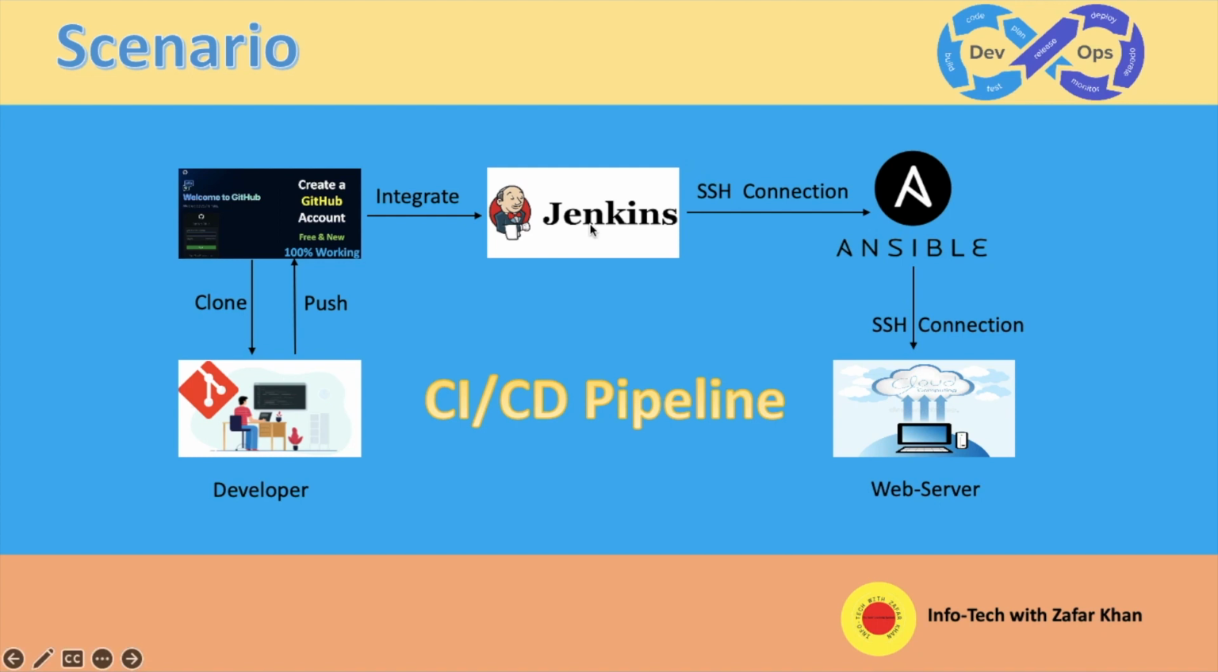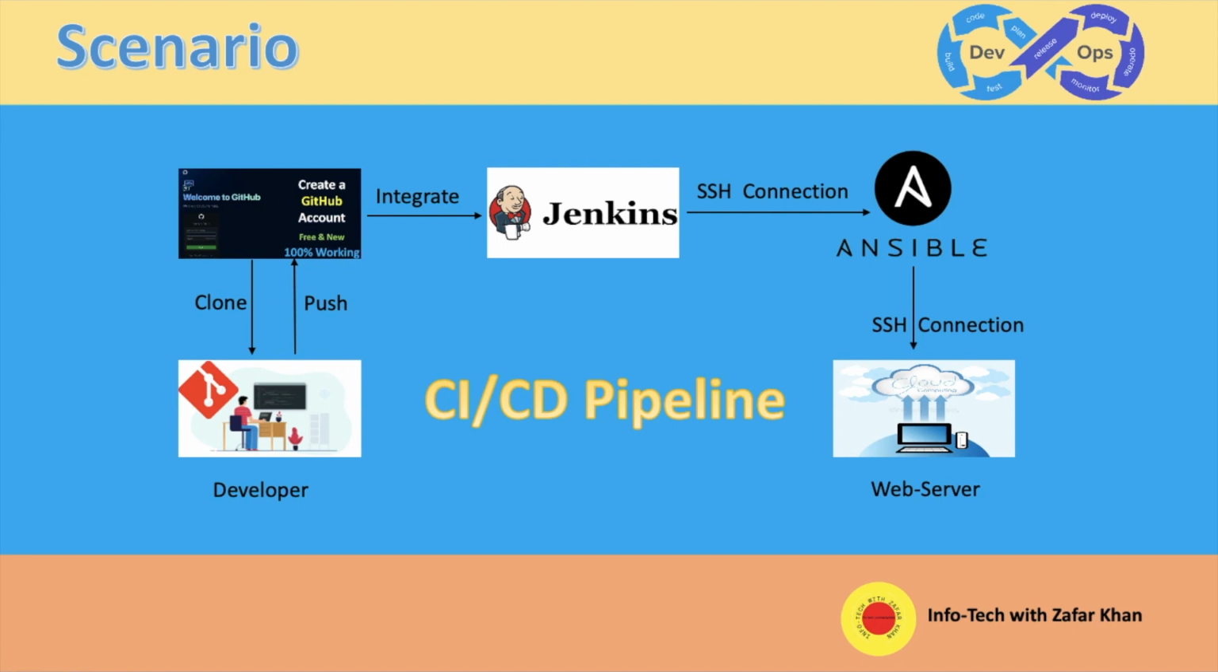So Jenkins and Ansible are connected with SSH. Also, Ansible is connected with the web server via SSH. Here we will install Git to integrate with the GitHub account, and in the developer server obviously we need to install Git to push or clone the developed code. So all four servers along with GitHub need to be integrated with each other for CI/CD.